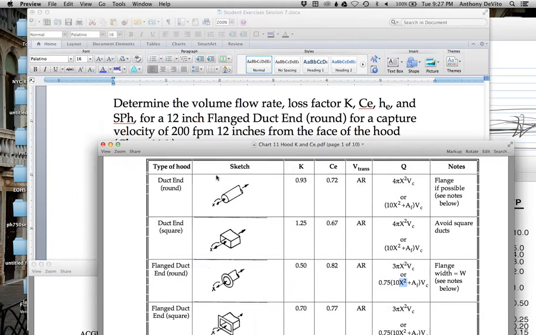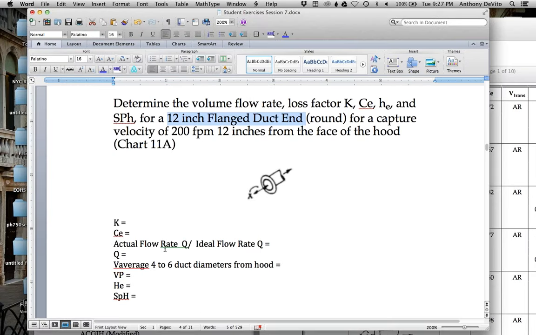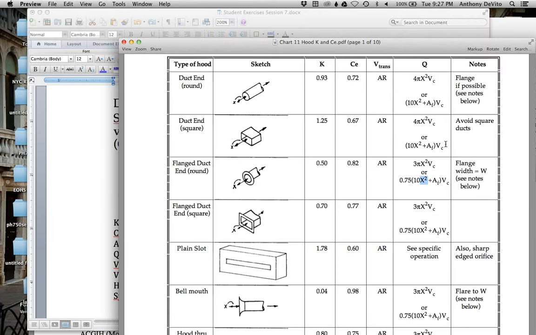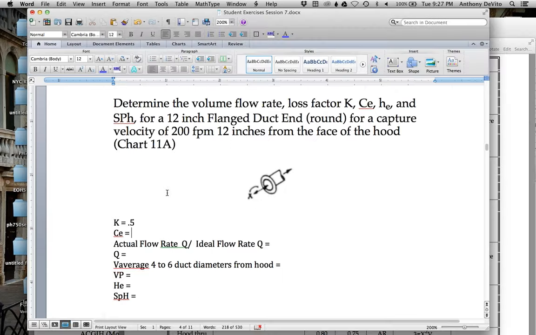So let's go back to our problem. Let's see, K is equal to 0.5. Might as well put that down right now so we don't forget it. A coefficient of the entry, I'm not going to bother with that because we can just write that down later. I'm not going to use it as it happens here. And Q is equal to this formula. Okay, I'm going to see if I can copy that formula and paste it into here.